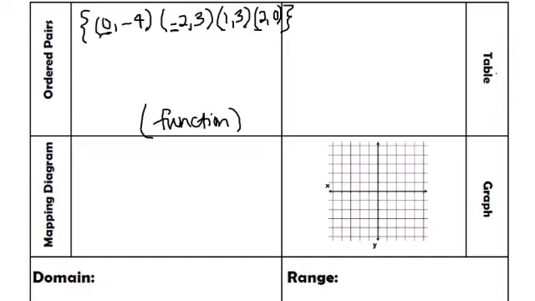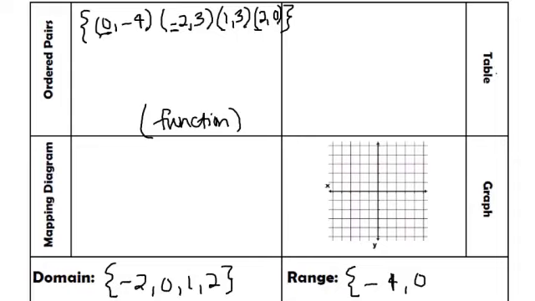So our domain, again, we're just going to list our x values. We usually list them from least to greatest. So we have -2, 0, 1, and 2. And the range in this case is -4, 0, and 3. Now notice we have 3 listed twice. When we're listing the domain and range, it's not necessary to list the same number twice.